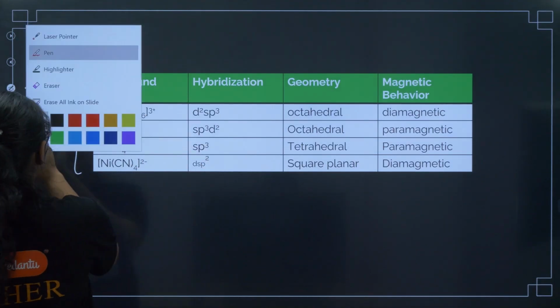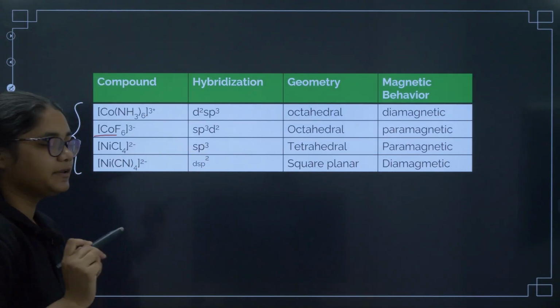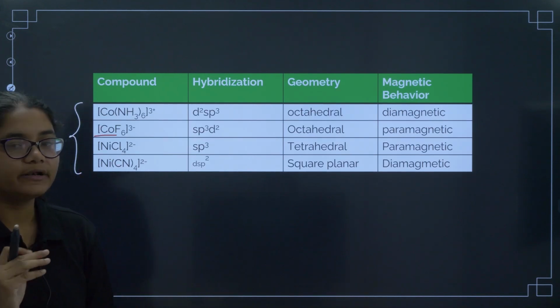Now if you see here, the next one is [CoF6]3-. It is a weak field ligand, right? But the coordination number is 6.